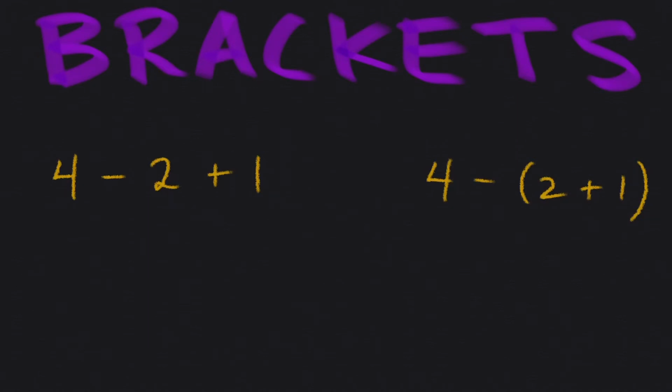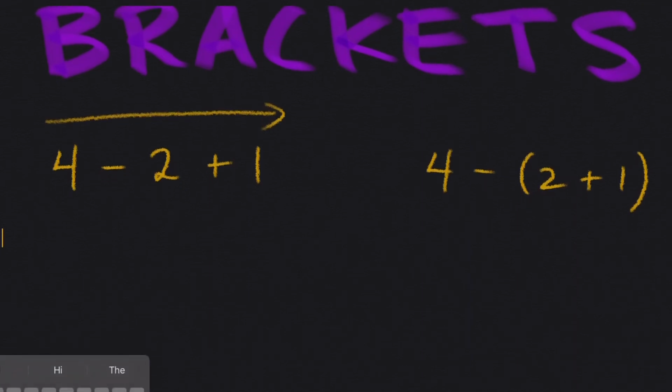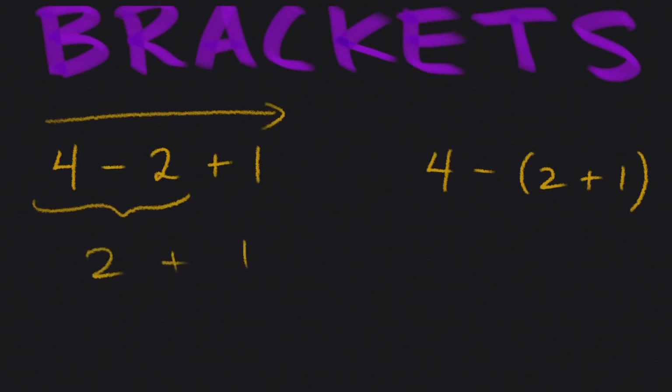Okay, let's say that you actually did want to do the second operation before the first one. Like if you're reading it from left to right, maybe you want to do an operation that's further to the right first. And that's what brackets are for. So let's try this one on the left here. We're going to read it from left to right. And when we do that, we get 4 minus 2, which is 2. We get 2 plus 1.